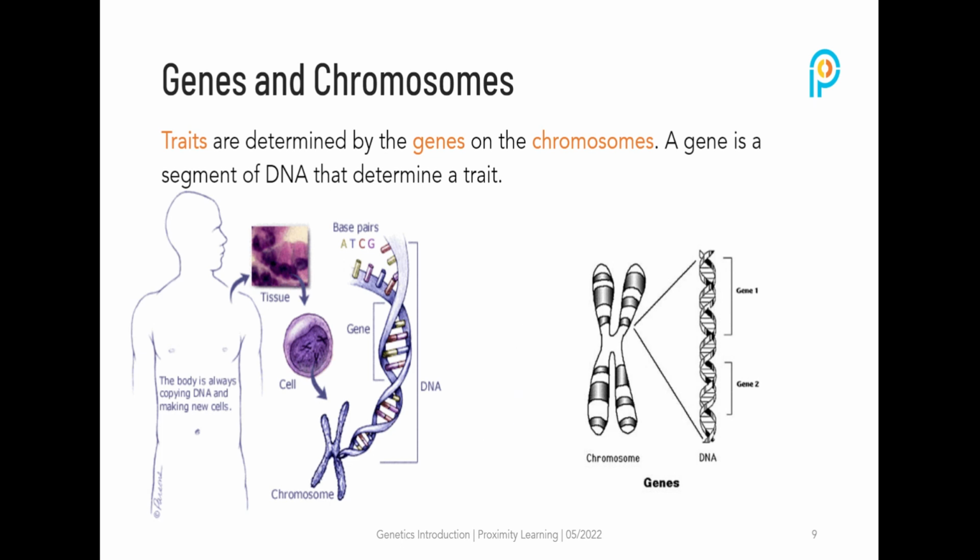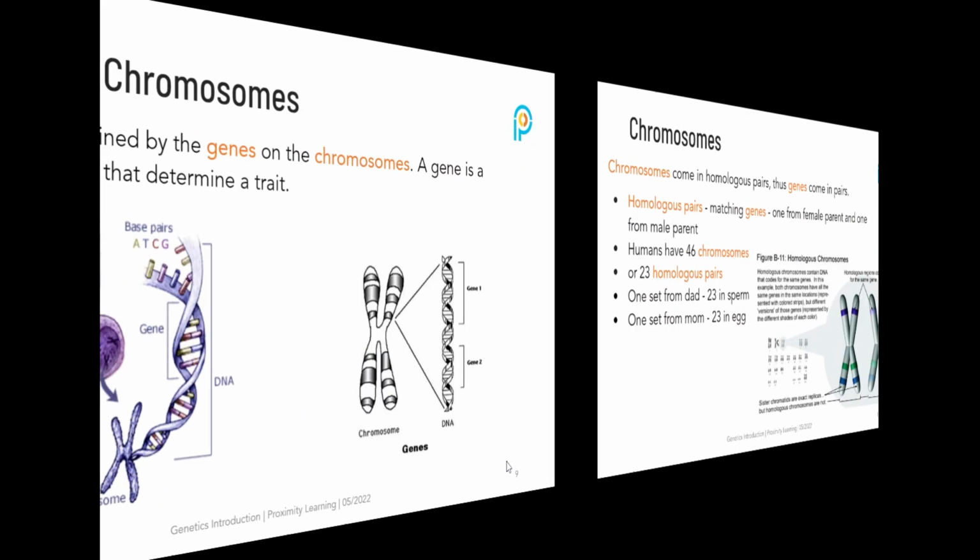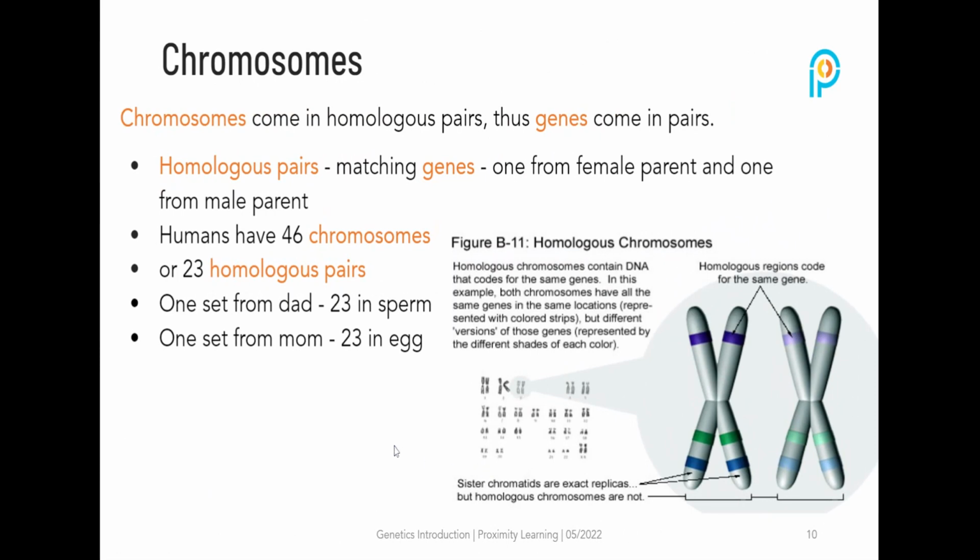Traits are determined by the genes on the chromosomes. A gene is simply a segment of DNA that determines a trait. So just a segment of this strand of DNA. Remember, the body is always copying DNA and making new cells. Traits are determined by the genes on the chromosomes. Chromosomes come in homologous pairs. Thus, genes also come in pairs.